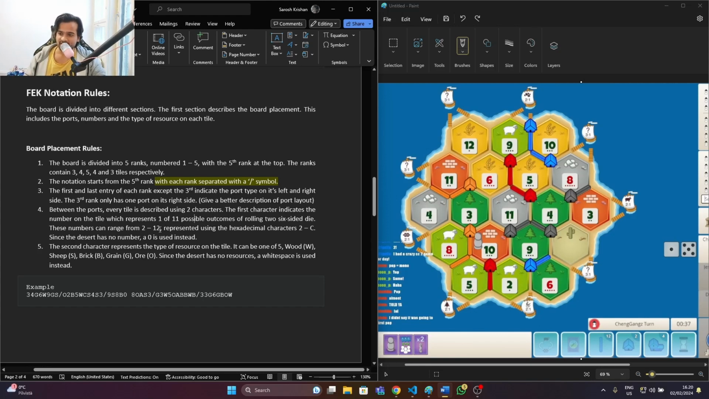Since the desert has no number, a 0 is used. The second character represents the type of resource on the tile. It can be one of 5: wood, sheep, brick, grain, and ore. Since the desert has no resource, a white space is used instead. So you see this little space right here? No, wait. Oh yeah, this little space right here. I'm sorry, that wasn't a space.